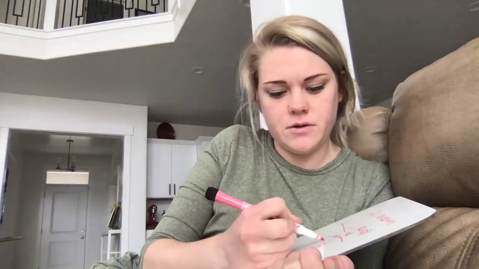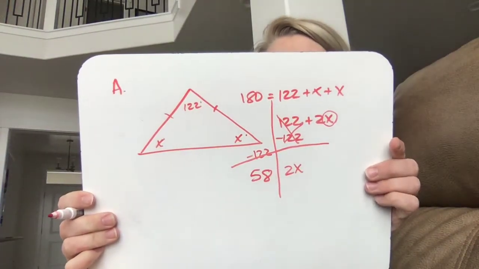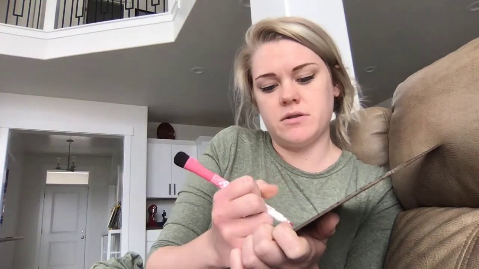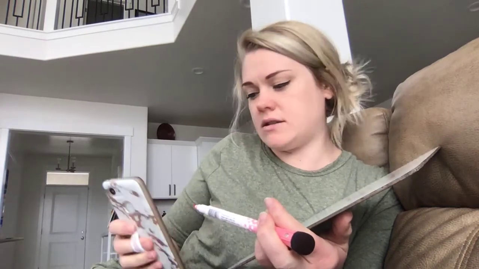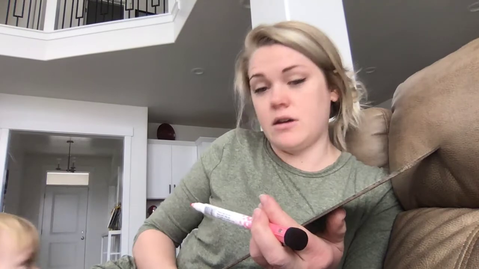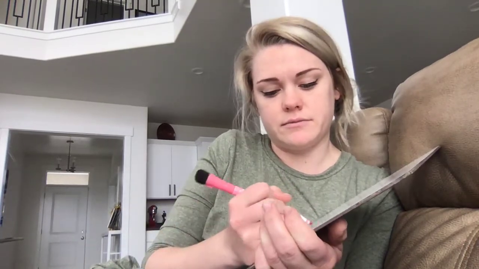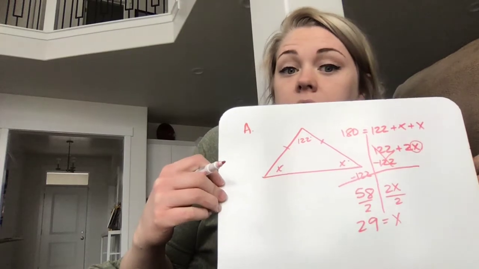And that's 58. So now, 2x equals 58. To get the x by itself, I have to divide. So, divide by 2, divide by 2, x equals, 58 divided by 2, equals 29. Now, I'm not going to do all of these problems for you because you do need to be able to try this by yourself.